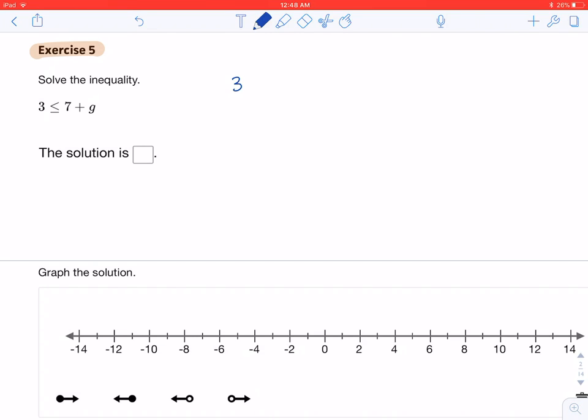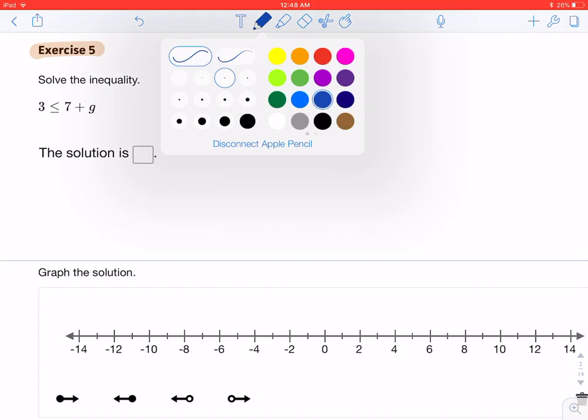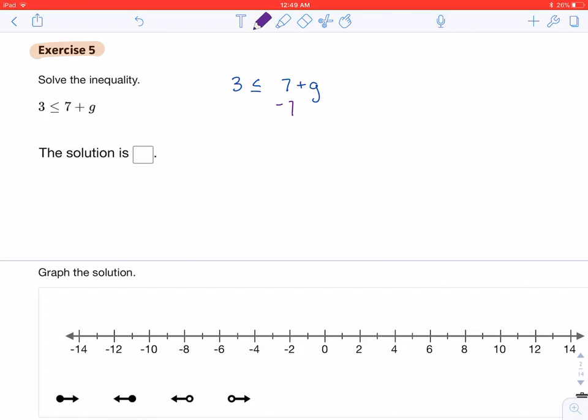So I've got 3 is less than or equal to 7 plus g. If I wanted to get that g by itself, I only have 2 options, either the 3 or the 7. But because the 7 is the one that's hanging out with the g, I want to get rid of that. Well, I can get rid of 7 by subtracting 7 from both sides.